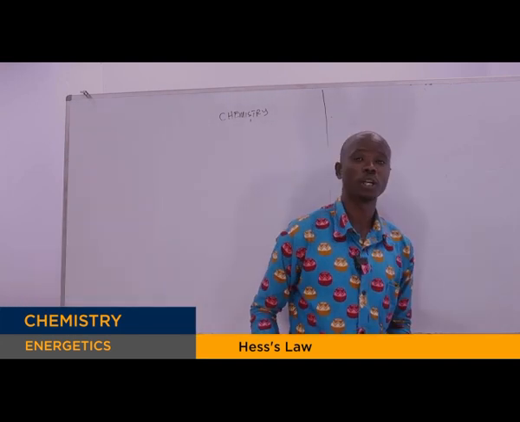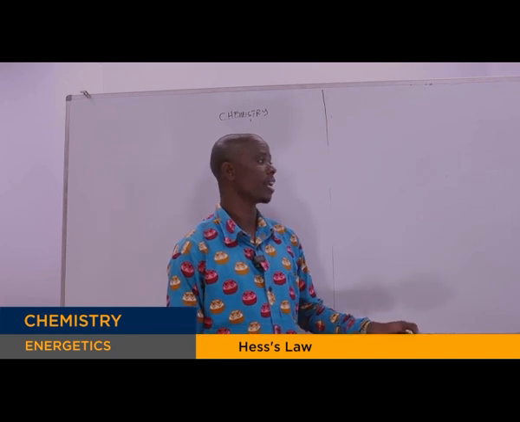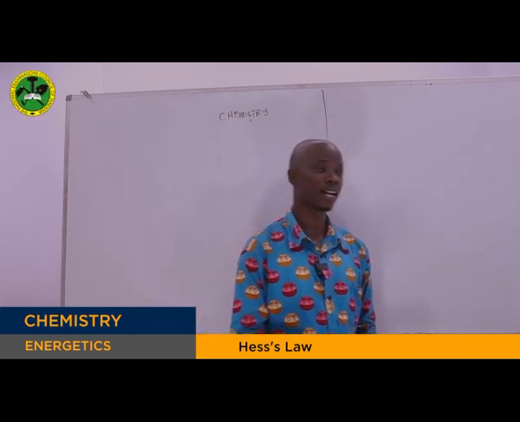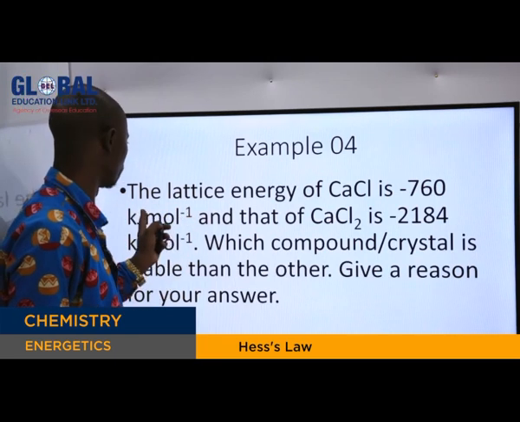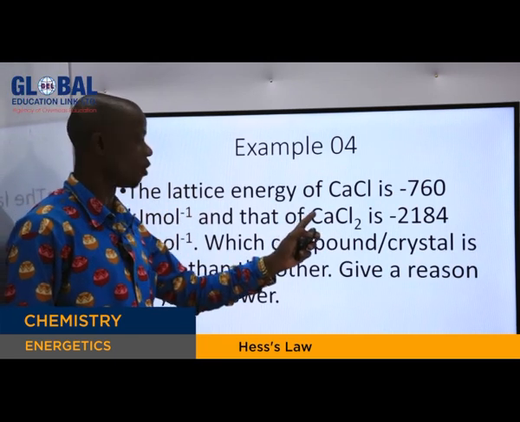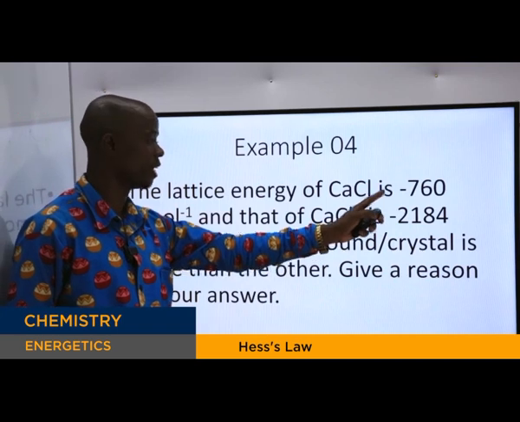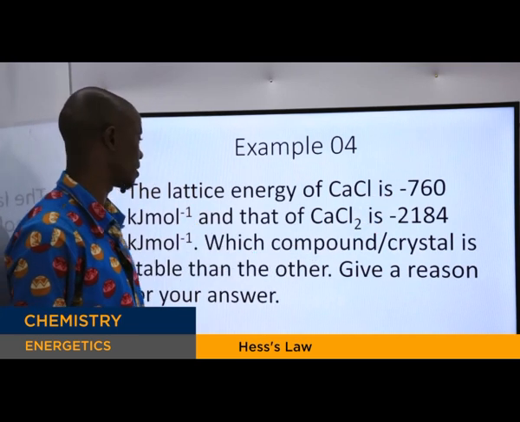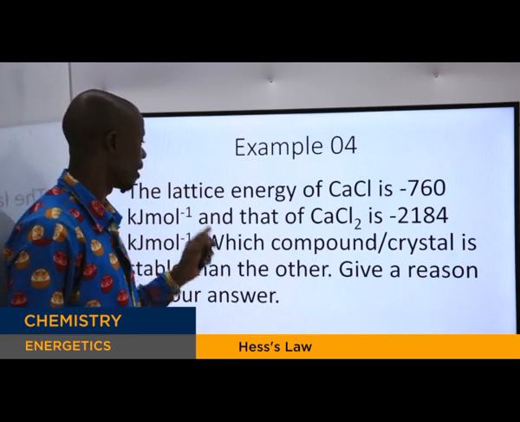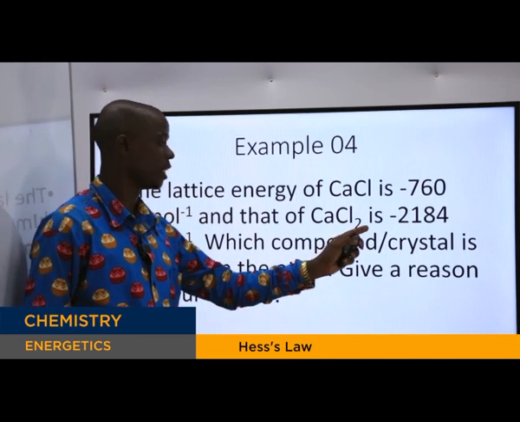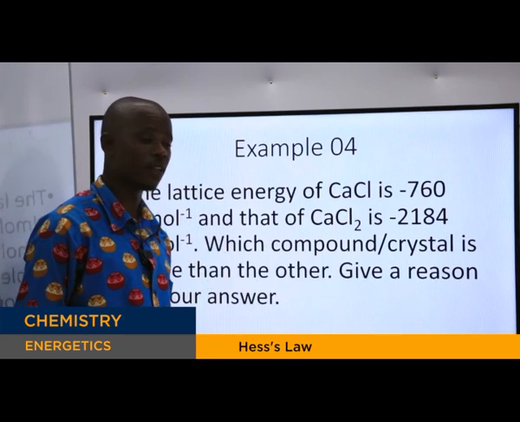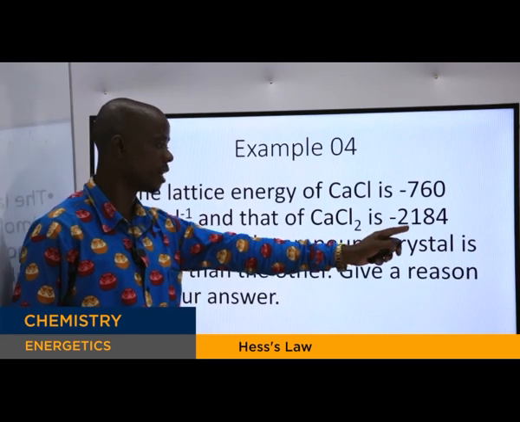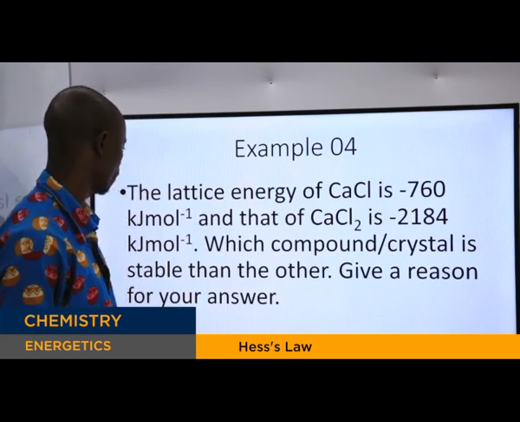Now, my dear student, we have another example here. My dear students, another example here is that the lattice energy of calcium chloride is given as negative 760 kilojoules per mole. And that of calcium chloride is negative 2,184 kilojoules per mole.